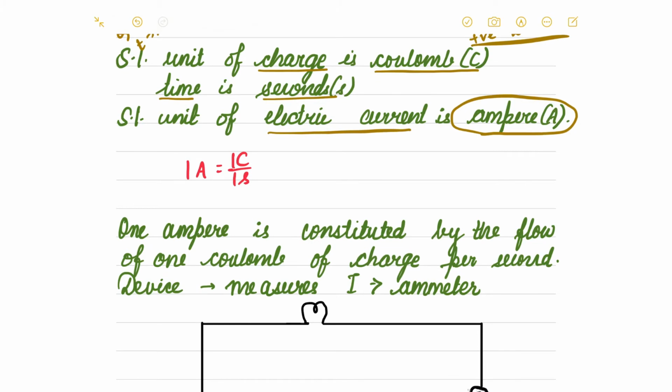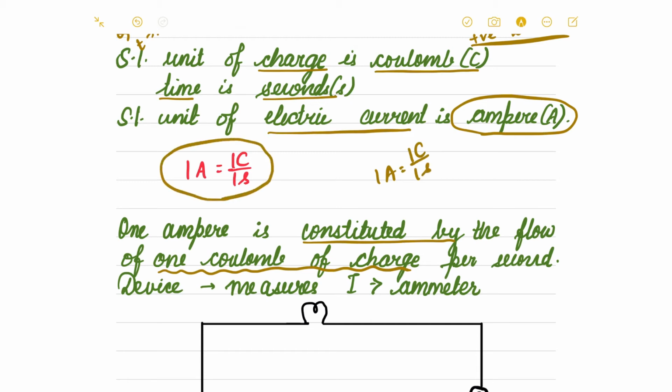So if 1 ampere of current flows through a conductor, what does it mean? 1 ampere is that current which is constituted by the flow of 1 coulomb of charge. We will be taking all this in SI units. So 1 ampere will be equal to 1 coulomb by 1 second, as I have written here. So 1 ampere is constituted by the flow of 1 coulomb of charge per second.